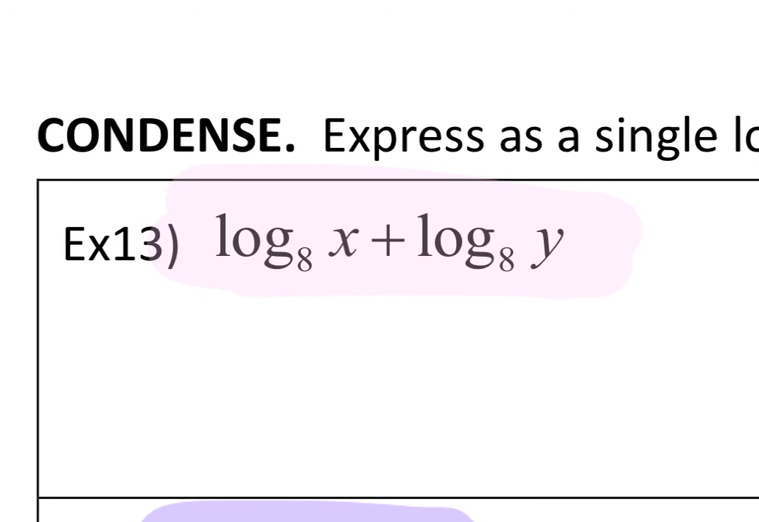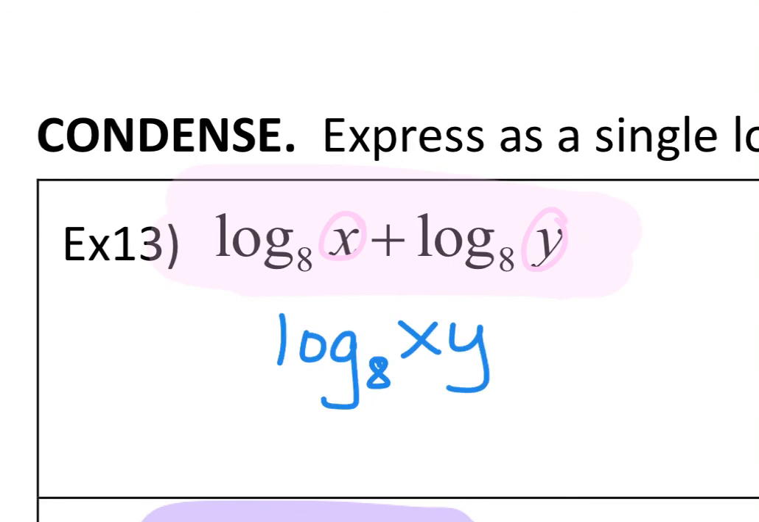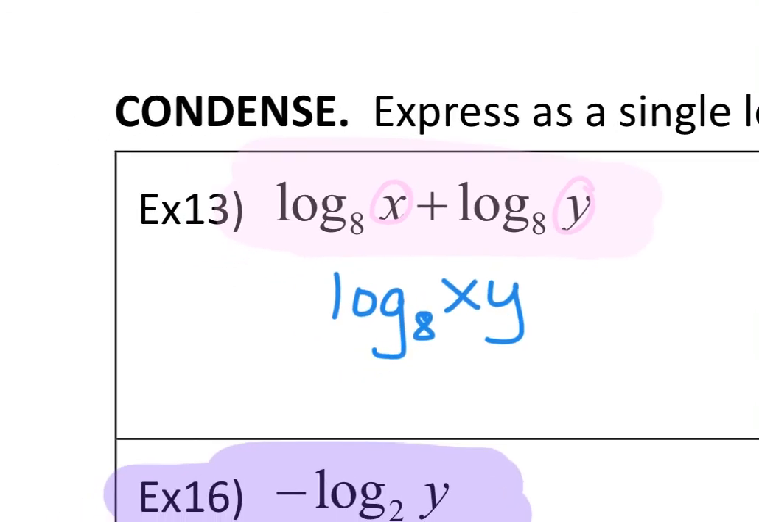But because the bases are the same, you've got logarithm of something plus logarithm of something. What you're going to do is take the two arguments and multiply them so that when you condense this, it's going to be log base 8 of xy. Done. Condensed. So the directions, make note, say to condense.